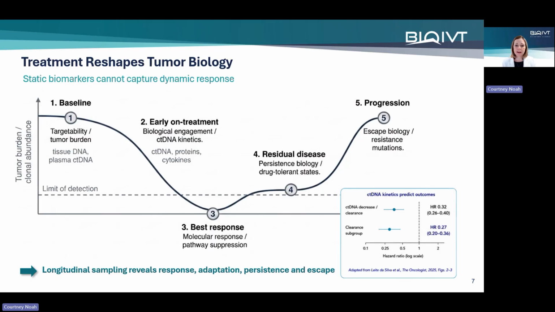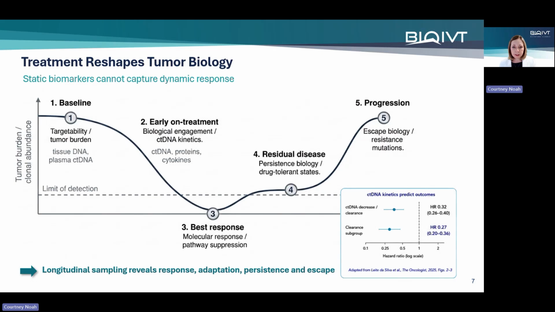So this is where the advantages that we see in longitudinal liquid biopsy can add significant value to your biomarker program. Serial sampling will allow us to look at those response dynamics, better understand the persistence of therapeutic effects, perhaps see if there's any emergence of resistance pathways or eventual mechanisms of escape.